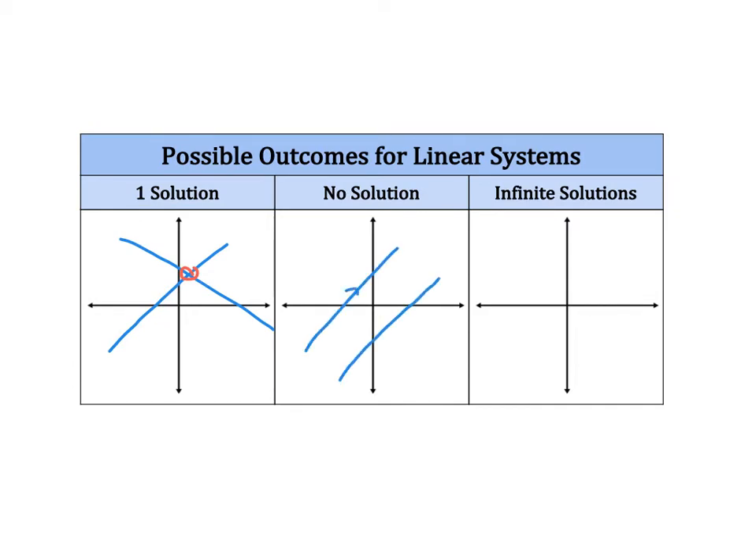But it's also very possible to get no solution. That occurs when we have two parallel lines, or two lines with the same slope, because those lines will never cross. However, it's also possible to get infinite solutions, and that really occurs if your two equations actually make the same exact graph. And we are going to talk about how we're going to write these answers.